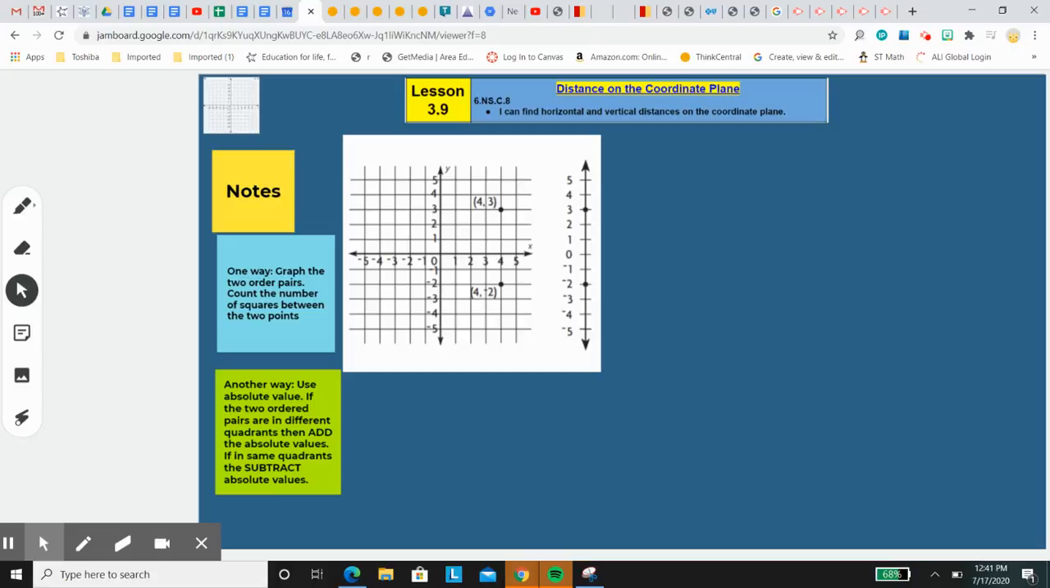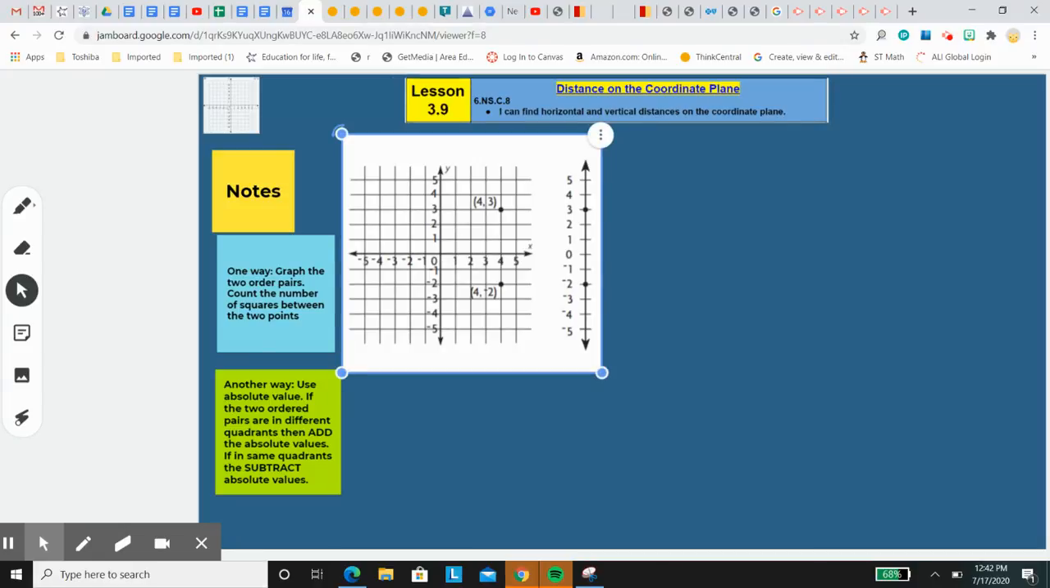All right, today we're going to be doing lesson 3.9. The I can statement for this is that I can find the horizontal and vertical distances on a coordinate plane. So literally what we have done in this lesson today is we are finding how far apart 2 points are on a coordinate plane. Okay, so I have a coordinate plane here for you to look at.